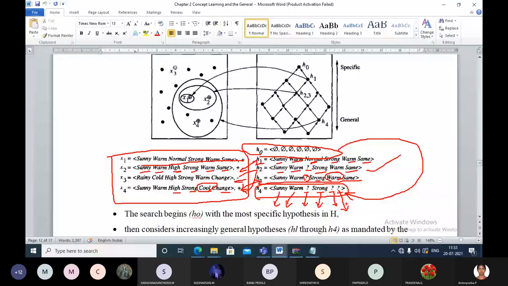Next we are using another space termed the version space. Before that, I have planned an activity. You can note down the data quickly. Okay.